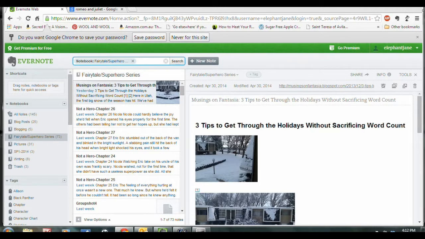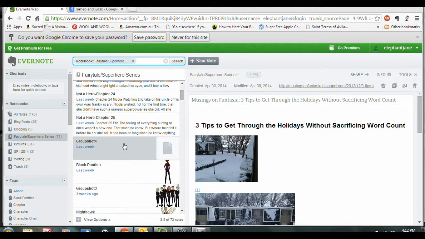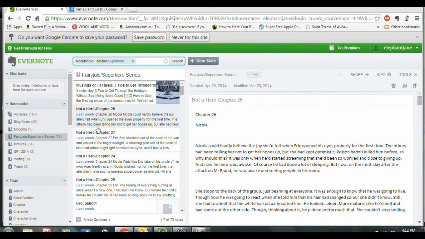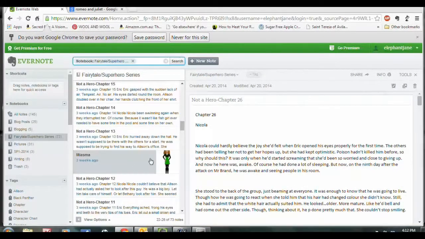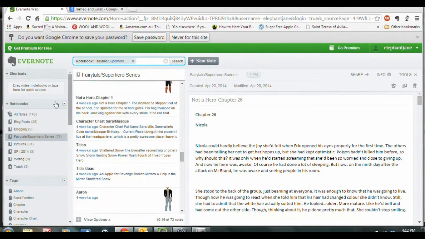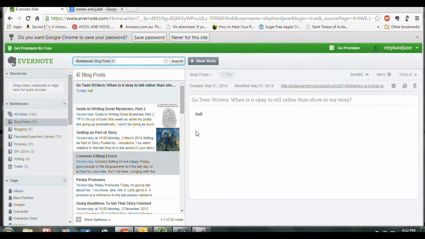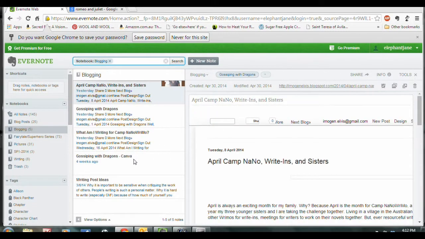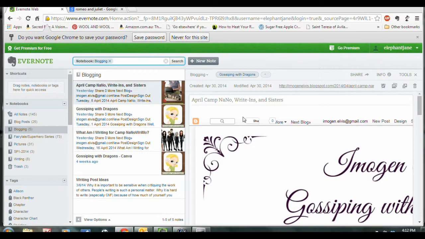And if I look into her Evernote book, I can see that all her notebooks are to do with writing. This one's called Fairy Tale and Superhero Series. And I think this is her Camp NaNoWriMo novel that she's been writing, or maybe notes on it. No, it's actually her novel. And down below is character notes and things like that. She's also got blog posts in here that she wants to keep, not only hers but other people's, that she wants to read again. Some blog posts of her own. So yeah, Imogen's using her Evernote notebook as a writing notebook.